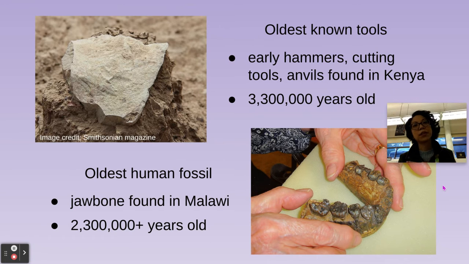So think about things that are really old, right? How do we figure out how old they are? A lot of people have heard about carbon dating before. So this lesson is about things that are like carbon dating. This is a picture of the oldest known tool. At a site in Kenya, we've found things that we think are early versions of hammers, things that they used to cut things, and even some anvils. These tools are around 3 million years old. And the oldest human fossil is a jawbone that we found in Malawi, and it's around 2 million years old. So pretty old stuff. How do we figure out how old these things are? That's what today's about.